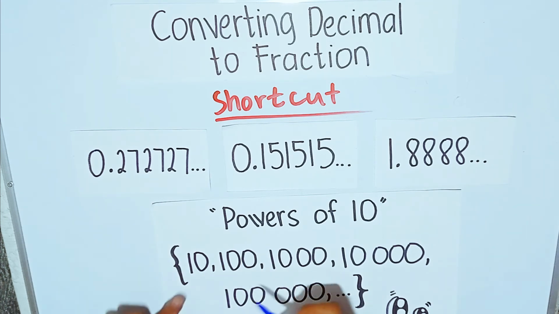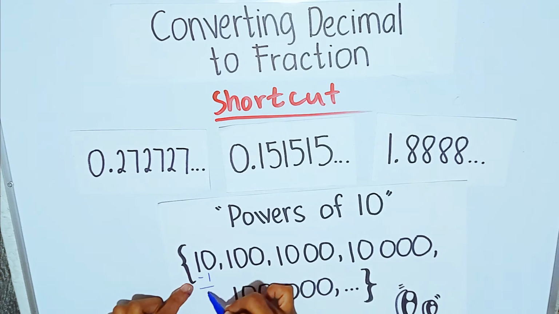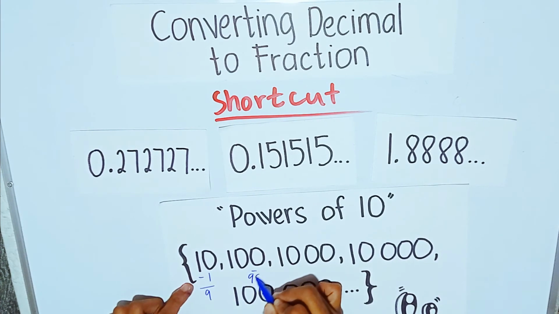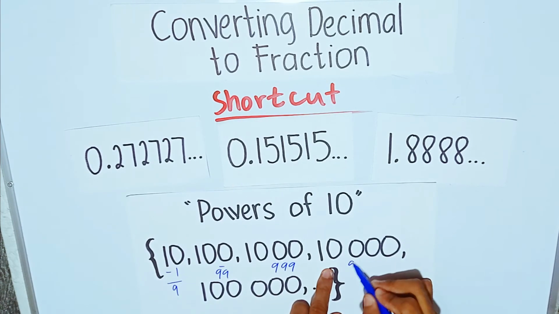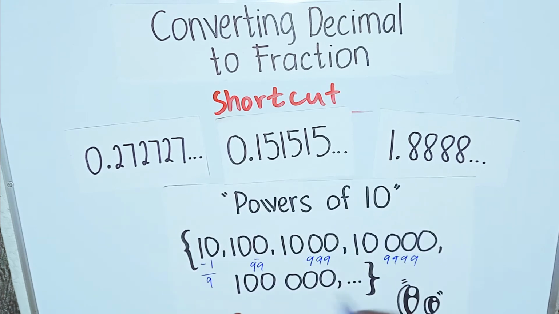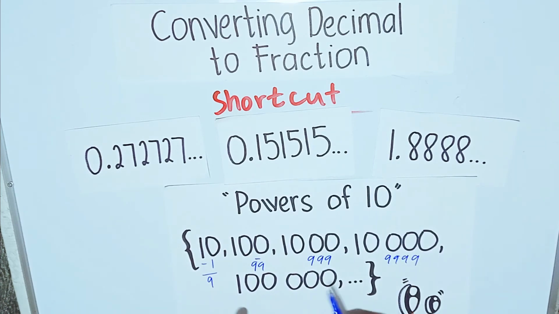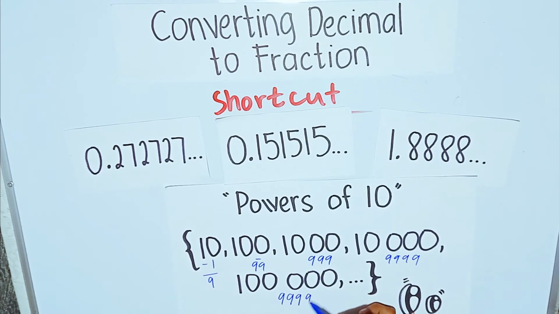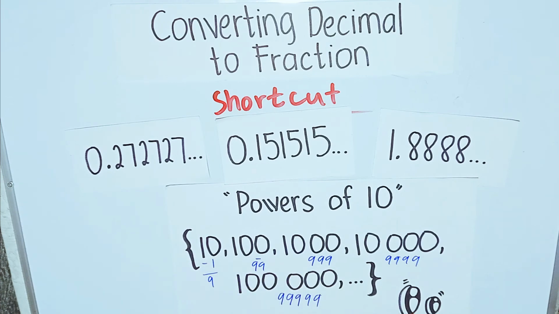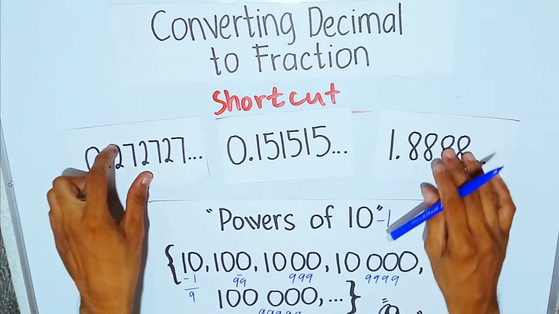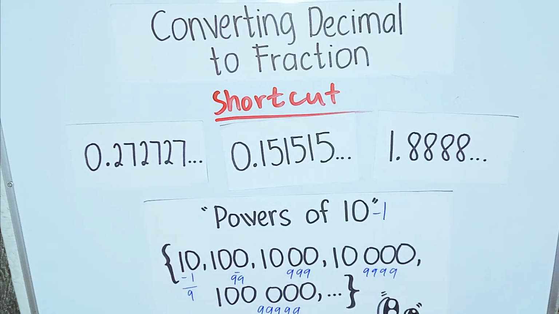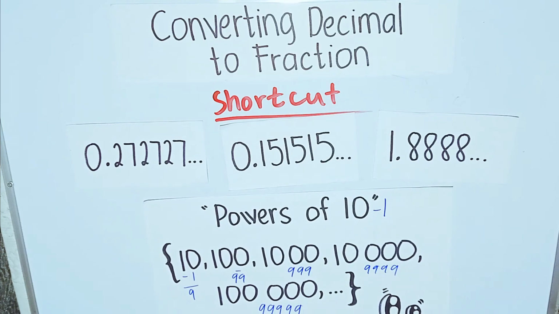So, meaning to say, 10 minus 1, we have 9. Then, 100 minus 1, meron tayong 99. 1,000 minus 1, meron tayong 999. Then, 10,000 minus 1, meron tayong 9999. Dito naman, 100,000 minus 1, we have 99999. So, yan yung mga powers of 10 natin, minus 1. Then, eto po gagamitin lang natin into converting decimal to fraction using the non-terminating repeating decimals.